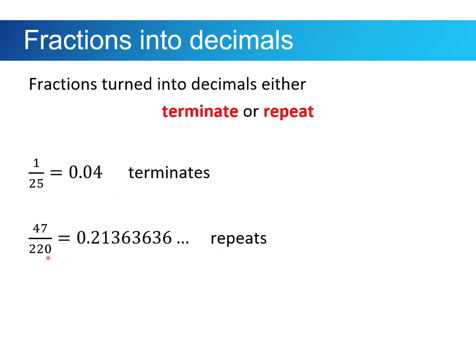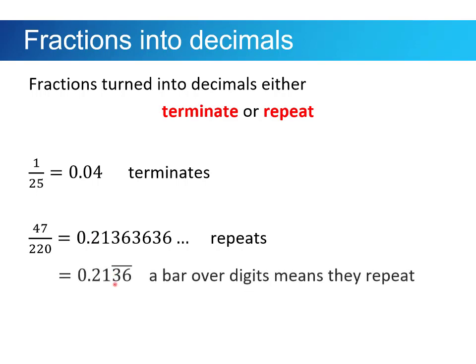The fraction 47/220ths, that becomes 0.21363636 forever and ever, where the 36 keeps repeating. So that's an example of a fraction with a repeating decimal expansion. Now, I do have some digits at the beginning that don't repeat, but that's okay. As long as the decimal expansion eventually repeats, we call it a repeating decimal expansion.